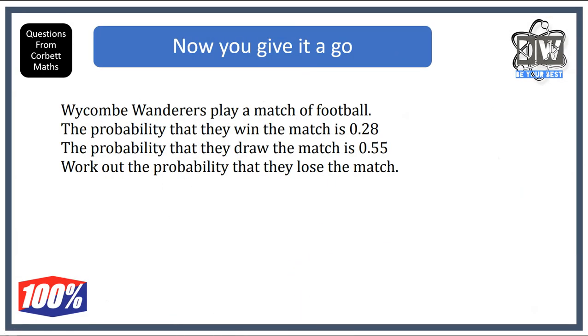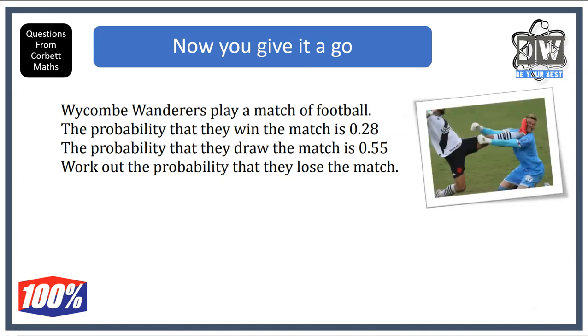Okay, so I'm going to bring up the picture here. That's a vicious picture of football. Such a vicious game. We've got Whitcomb Wanderers playing a football match. The probability that they will win the match is 0.28, which is 28%. The probability that they'll draw the match is 0.55, which is 55%. Work out the probability that they will lose.